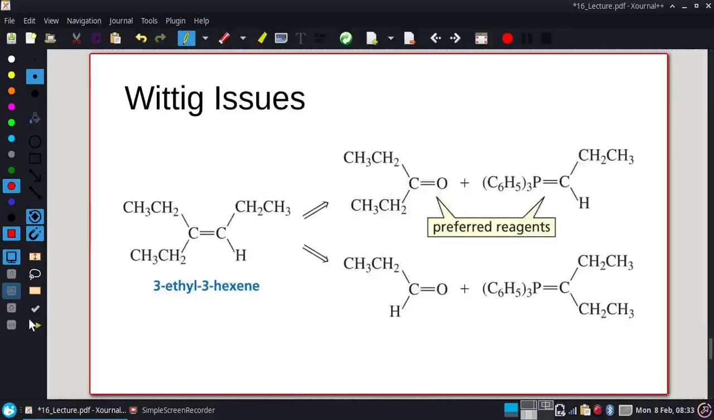All right, there are some issues though. If I actually knew I wanted to make this, I have 2 potential starting ingredients. I could either have the left side with our carbonyl, or the right side is the carbonyl, and then the other side is the phosphonium. Now there is generally a nice little rule. We'd like to have the phosphonium with more hydrogens on it.